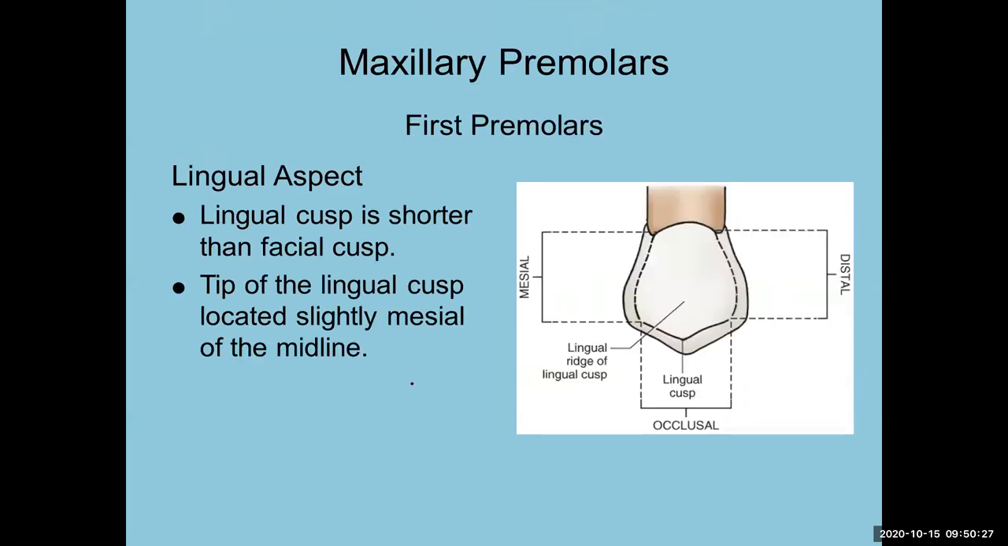The lingual cusp is shorter than the facial cusp, more so on the maxillary first premolar. The tip of the lingual cusp is located slightly mesial to the midline. That is one of those trivia things that I'm not going to harp on, okay? It's a straight up and down tooth. And that's what I want you to know. You can see that on this drawing here.